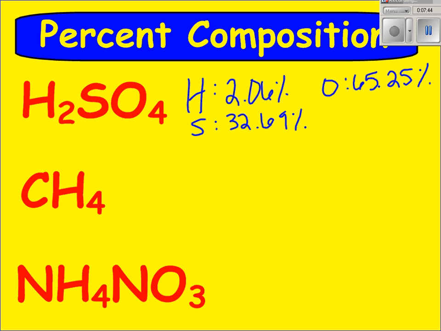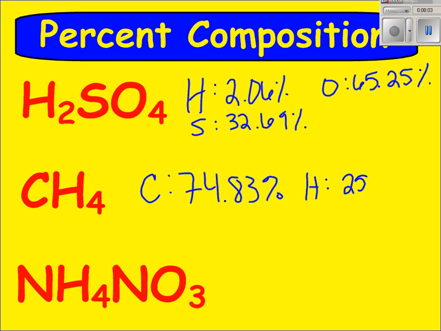Notice how my percentages include 2 decimal places. Yours might include 1 decimal place or may have been rounded even further. As long as your answers are in the general range, that is okay. For the second one, carbon has a percent composition of approximately 74.83%, whereas hydrogen has a percent composition of 25.17%.